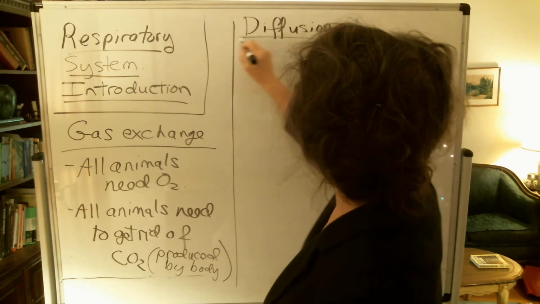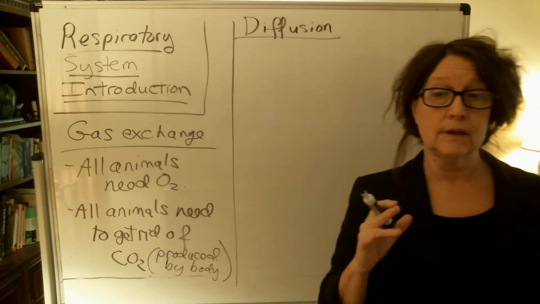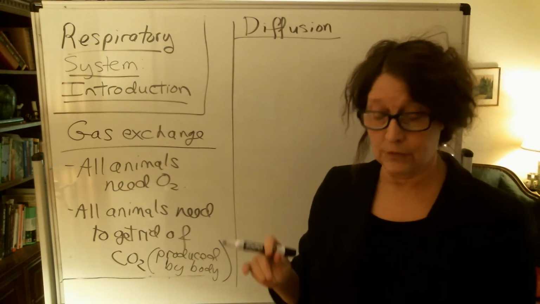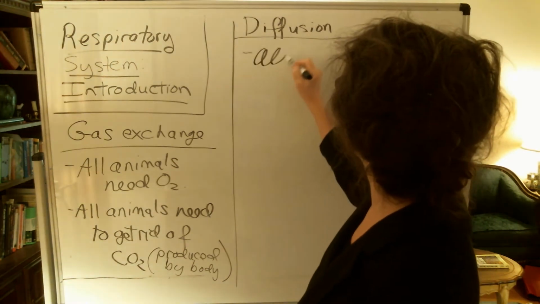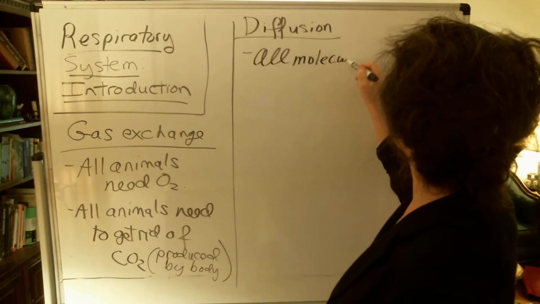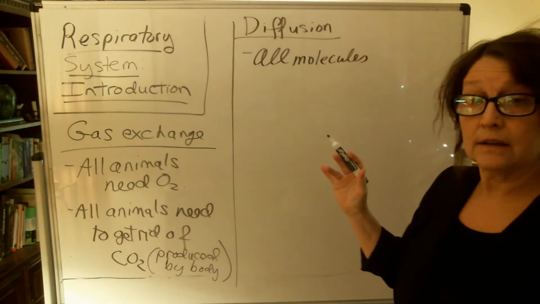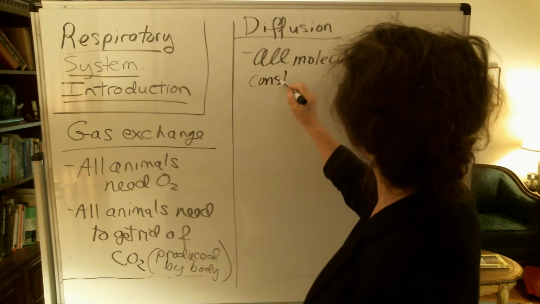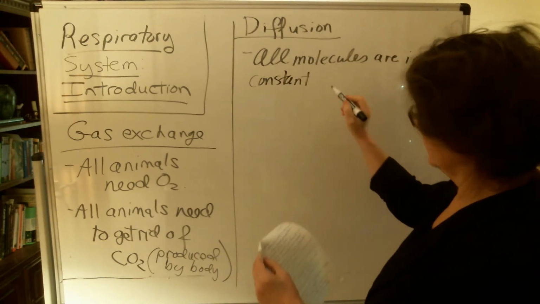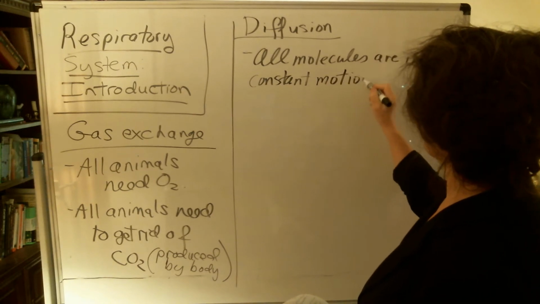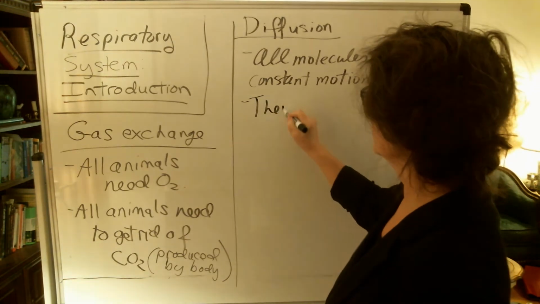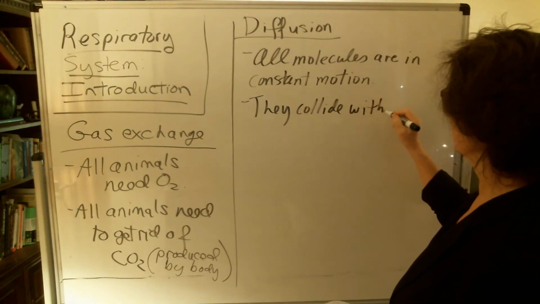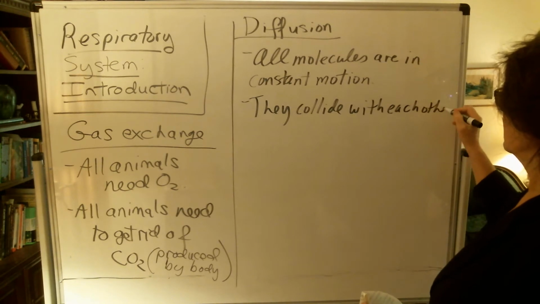by way of diffusion out of the air into our bloodstream and out of our bloodstream into the air. But I'm going to give you a quick reminder about what diffusion is. It goes like this. All molecules in air and liquid, all molecules are in constant motion. And as a result, they collide with each other.